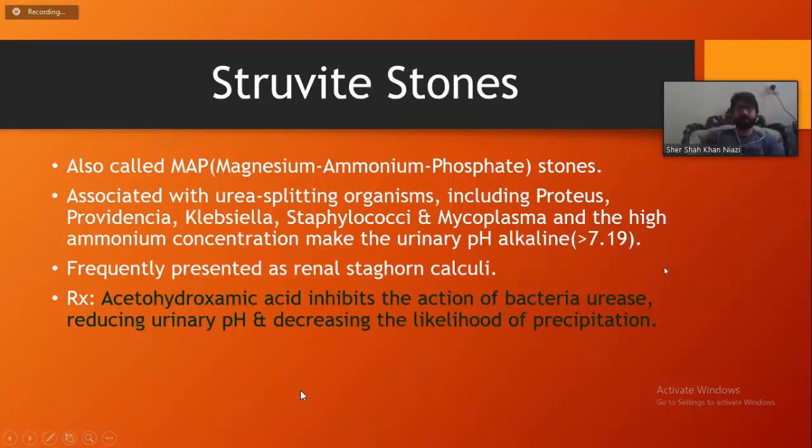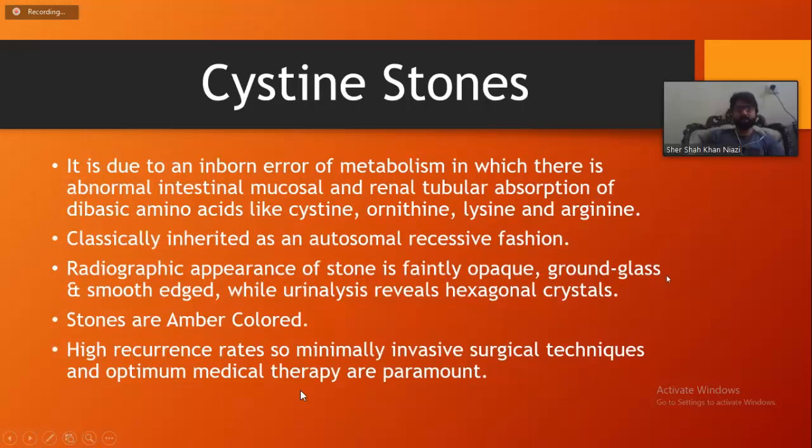And we have another non-calcium stone, which is the cystine stone. This is due to an inborn error of metabolism. It is inherited in an autosomal recessive fashion, in which there is abnormal intestinal mucosal and renal tubular absorption of dibasic amino acids like cystine, ornithine, lysine, and arginine. All these are dibasic amino acids which get absorbed inside your bowel and inside your body. The radiographic appearance of the stone is faintly opaque, ground glass, with smooth edges, while urine analysis reveals hexagonal crystals.